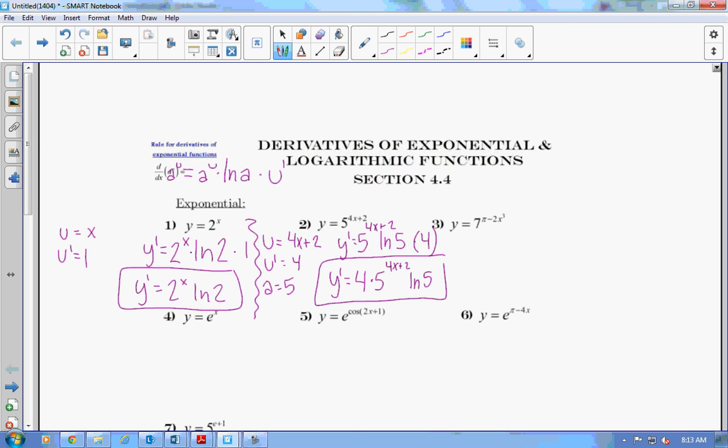Now remember, pi is a constant, right? Pi is a number. You need to find the u. The u is what's in the exponent position. Then we did u prime, you take the derivative of the exponent, and then we list the a, and the a is the base. So we just make a little list down the side first.